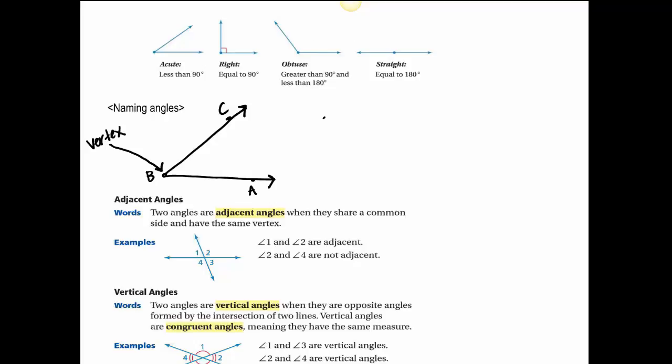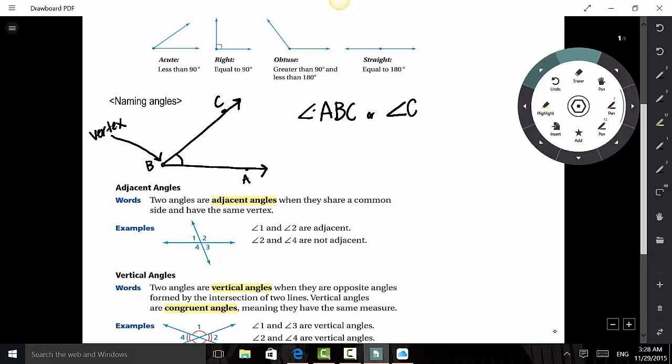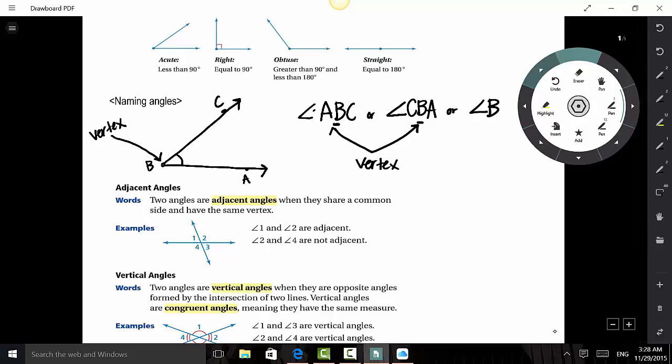Now, two lines crossing each other creates an angle. We're going to call this angle ABC, or, using a symbol, angle CBA, or angle B. Notice that the letter in the middle is always the vertex. The vertex B goes in the middle.